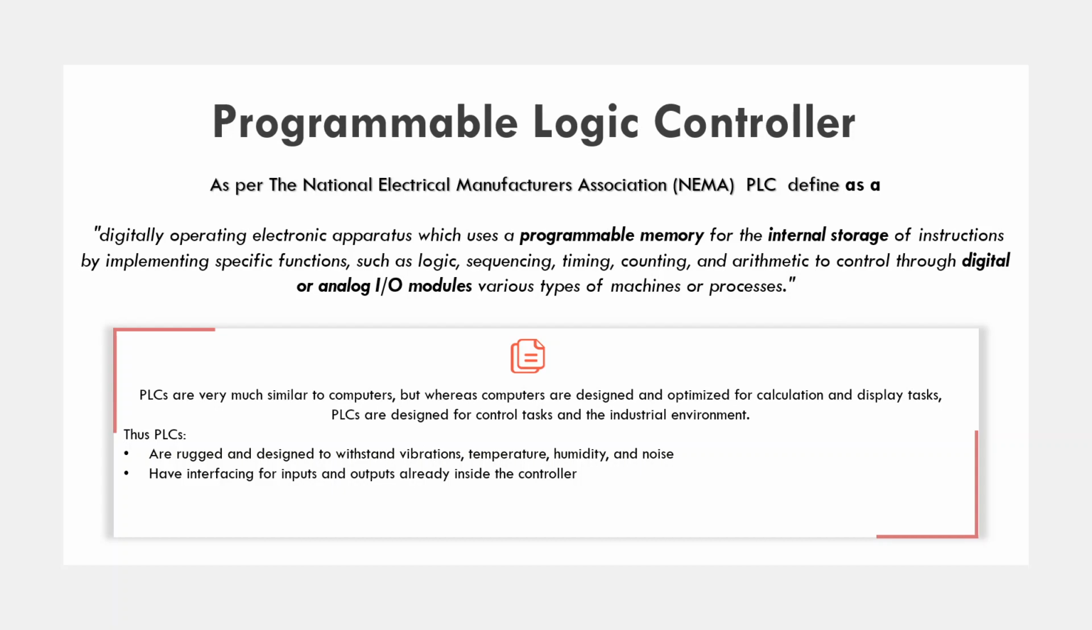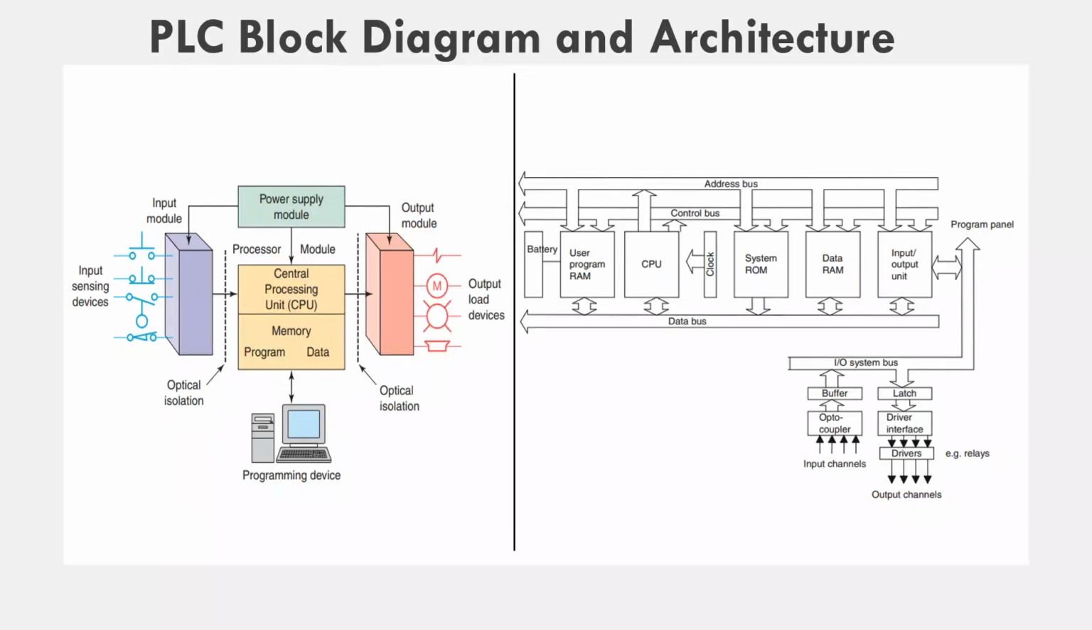So let us understand the block diagram of the PLC and the architecture of the PLC. Typically a PLC system has the basic functional components of processor unit, memory, power supply unit, input or output interface sections, communication interface, and the programming devices. The processor unit or central processing unit is the CPU containing the microprocessor, and this unit interprets the input signals and carries out the control actions according to the program stored in its memory.